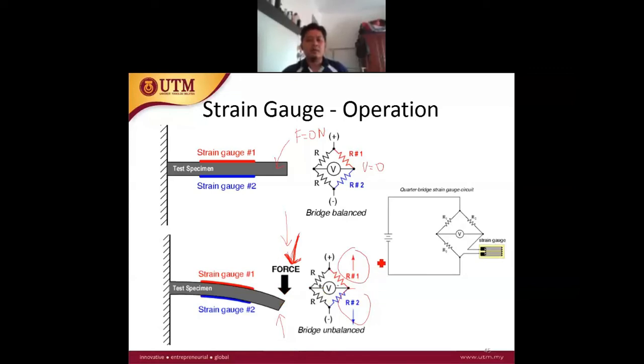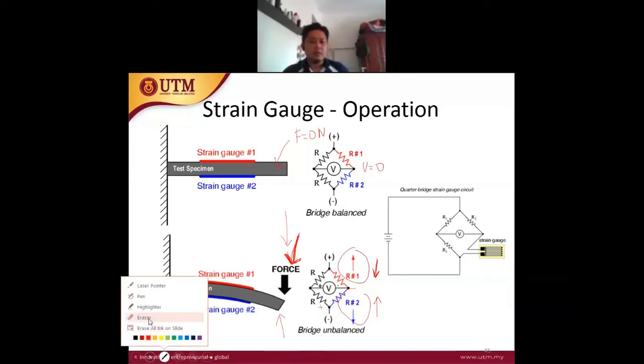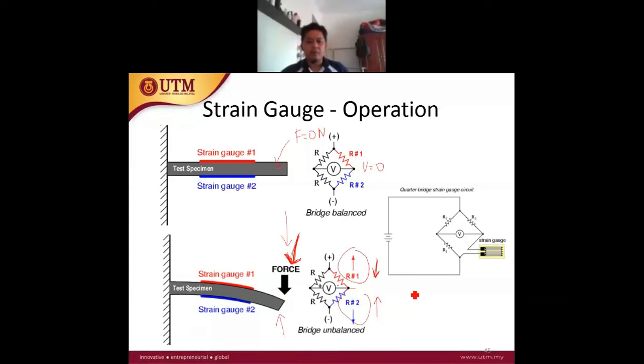But when the force is applied in a different direction, the first strain gauge resistance R1 will decrease and the second will increase, and then the polarity of the resistance bridge output will be inverse, positive or negative. So when we apply the force in a different direction, from the bottom up at the tip of the test specimen, the polarity changes.